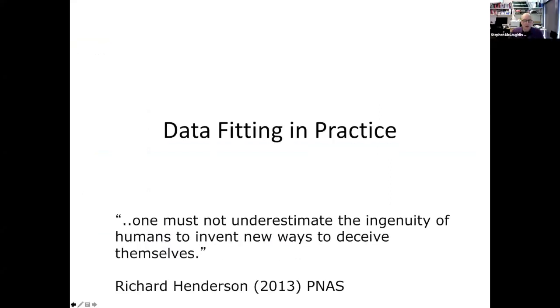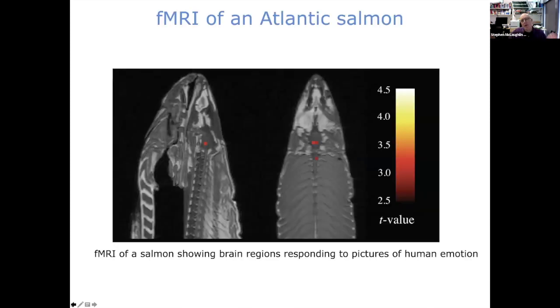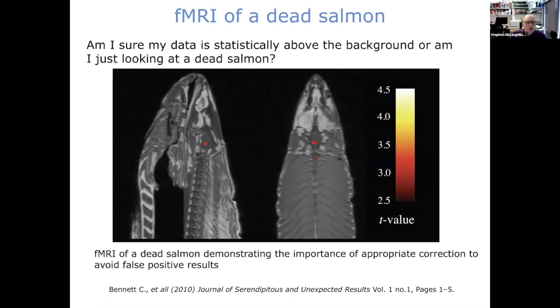Okay, so I'll start with this quote from Richard Henderson, which says, one must never underestimate the ingenuity of humans to invent new ways to deceive themselves. And we'll see many examples of this in the next half an hour. The first one is a classic example. It's a functional MRI of an Atlantic salmon, which was shown pictures of human emotions. And look, these brain regions lit up here, apparently showing that the salmon is reacting to these pictures. There was one problem. The salmon was dead. This shows you the importance of backgrounds and making appropriate corrections.